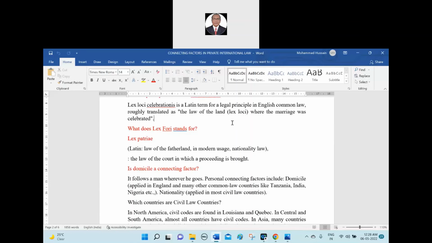So anyway, let us come to the points of the lex patriae. I already told you about nationality. The law of the fatherland is a modern usage, nationality law: the law of the court in which the proceeding is brought. But I told you already that nationality will be followed mostly in the civil law countries. Which are the civil law countries?